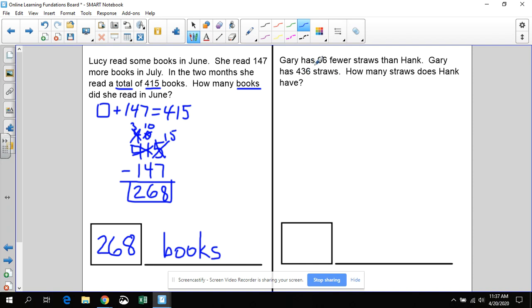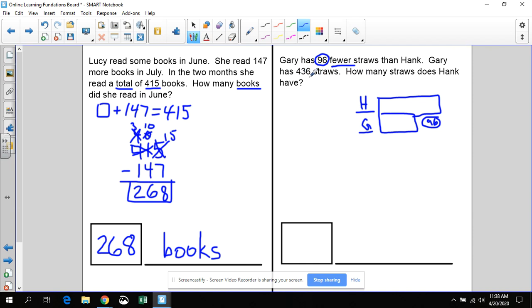For this next one, Gary has 96 fewer straws than Hank. Gary has 436 straws. How many straws does Hank have? This is a problem where I can, if I want, draw comparison bars because it's comparing the amounts of two people. The number 96 comes before the word fewer, so it goes in the circle. And then it says Gary has fewer, so when I label these, Gary, the G, is on the bottom, and that means Hank, the H, has more on the top.